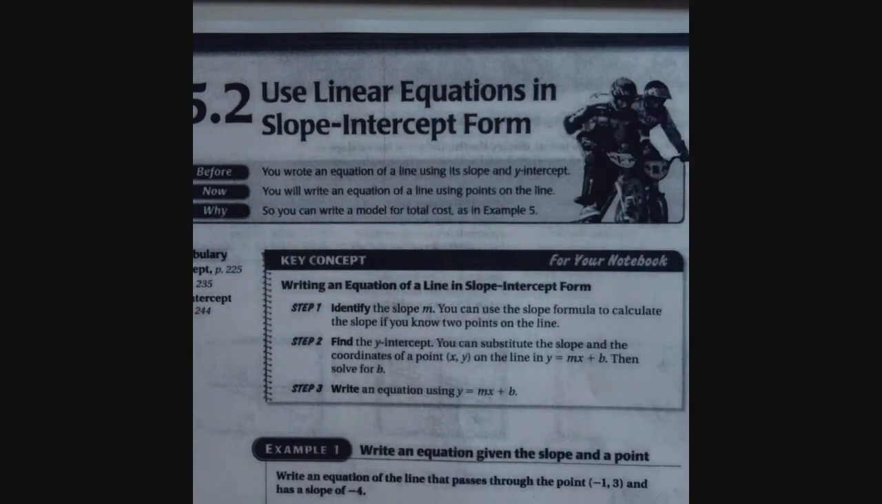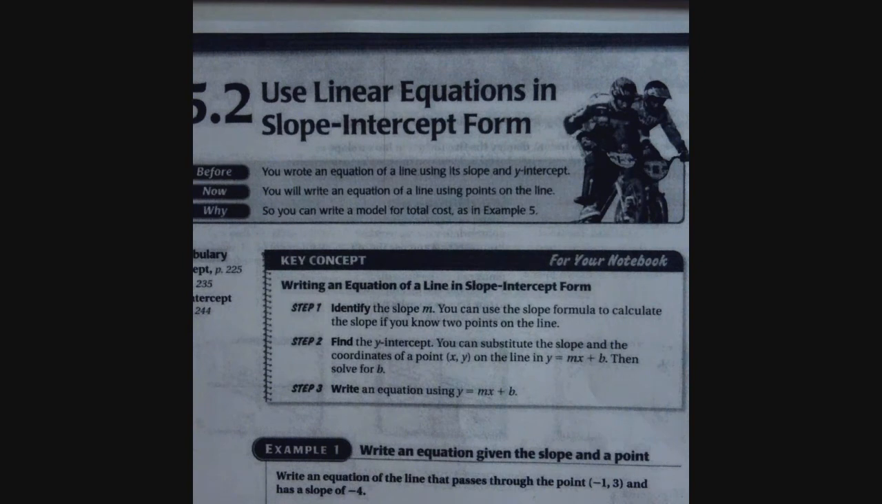you understand it. So you can write an equation of a line in slope-intercept form by, step 1, identify the slope, which is m. You can use the slope formula to calculate the slope if you know 2 points on the line. So if you don't have a graph and you just know 2 ordered pairs, that's how you get the slope.